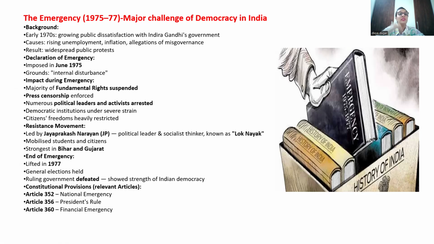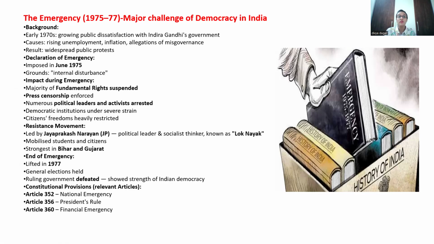So students, in the early 1970s there was a growing public dissatisfaction with Indira Gandhi's government. Why was there dissatisfaction with the government? Because of rising unemployment and inflation. Inflation means prices were rising. There were also allegations of misgovernance, so widespread protests were happening. That is why the emergency was declared in the month of June in 1975. There were so many internal disturbances during that time.